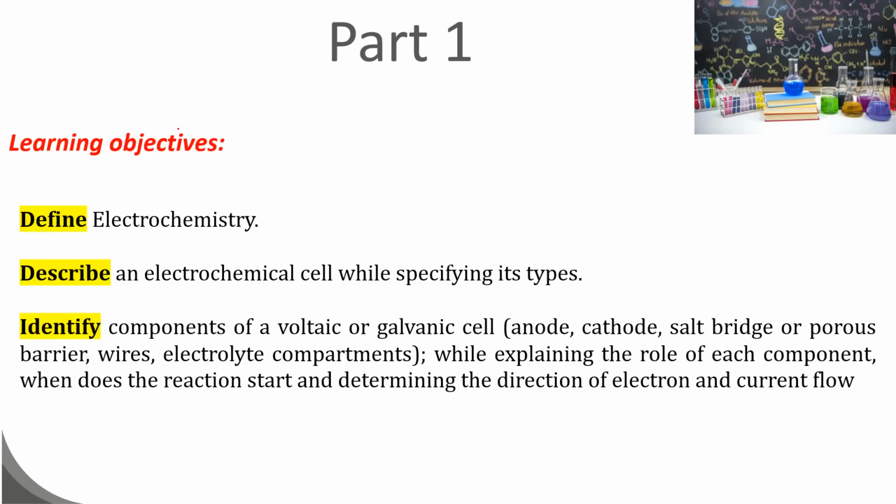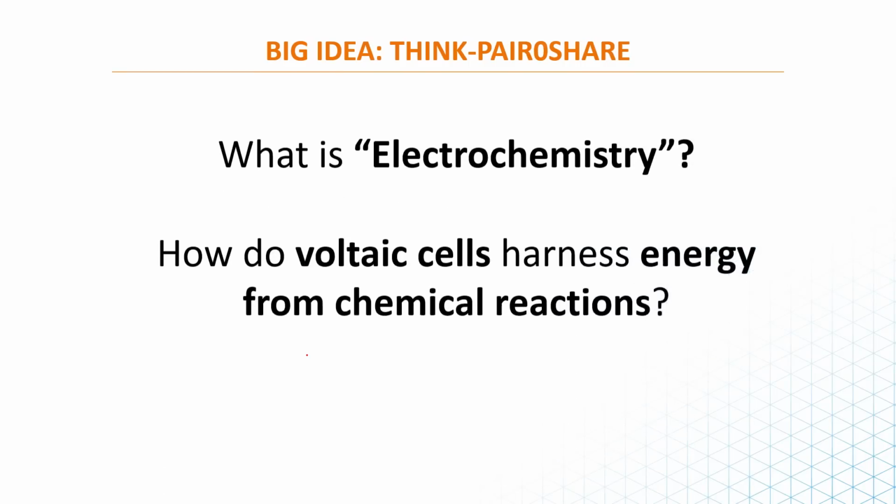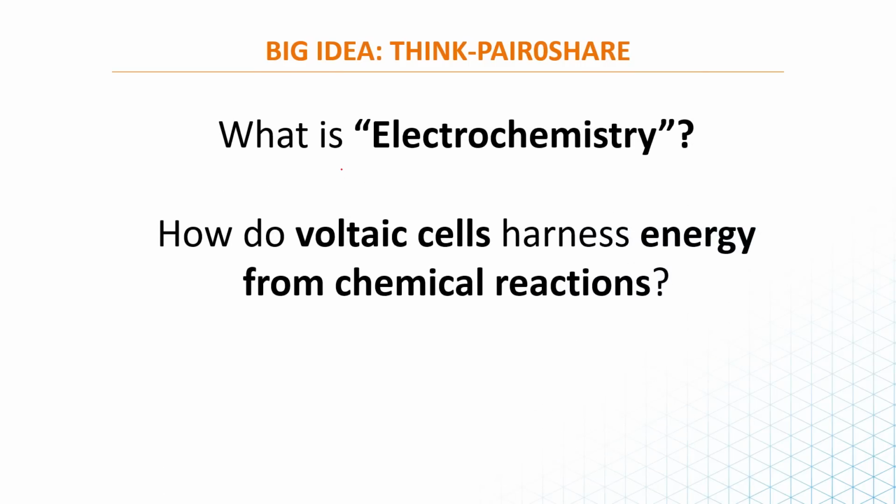This is part 1. This is what we will do in part 1, guys. You can read it: define electrochemistry, describe electrochemical cells while specifying the types and the components of voltaic or galvanic cells. We'll go through this in detail, inshallah. We want to answer what is electrochemistry and how do voltaic cells harness energy from chemical reactions. كيف نستخلص طاقة كهربائية من التفاعلات الكيميائية؟ شو التفاعلات الكيميائية اللي عندها علاقة بالطاقة الكهربائية؟ هي redox reactions.